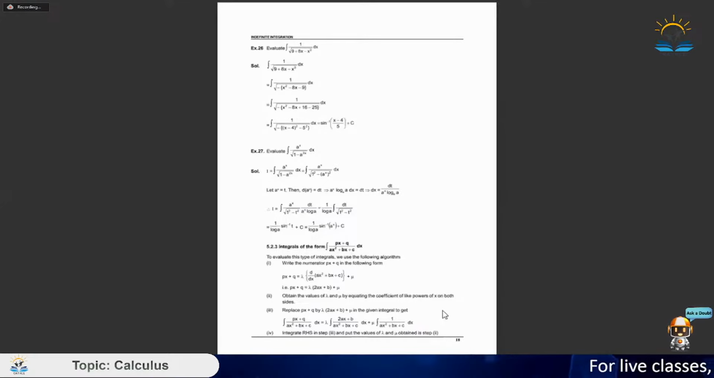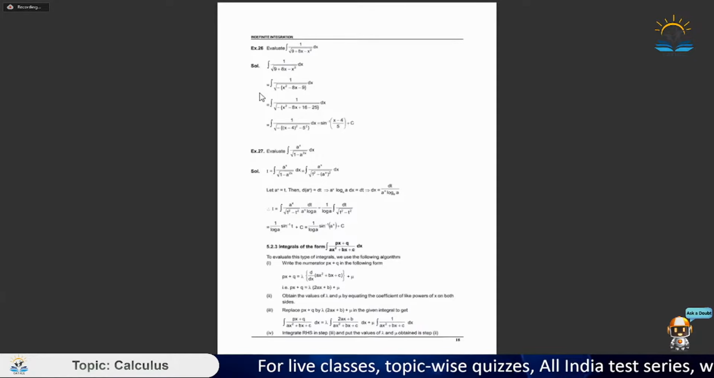So here are these steps written. We do not need to read these steps. What you can basically just do is convert this quadratic in the form as I told you in the previous form.